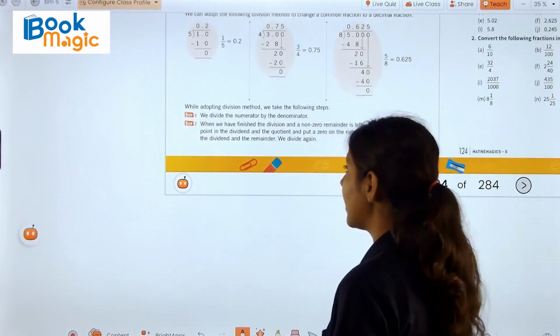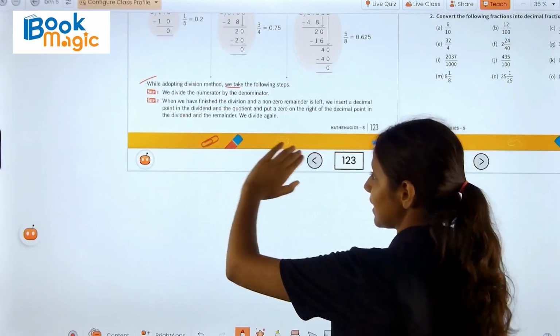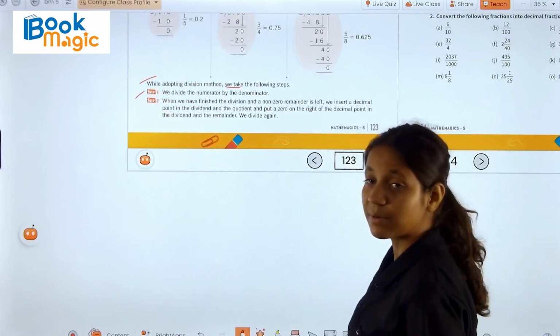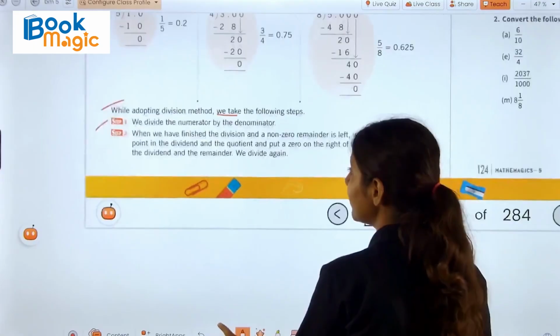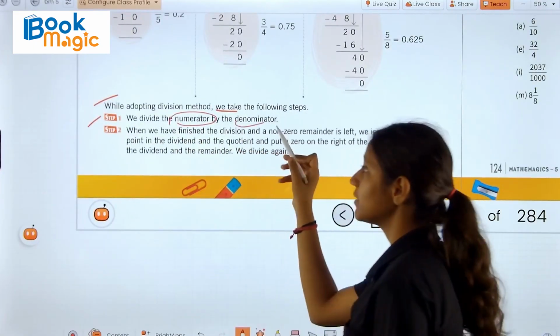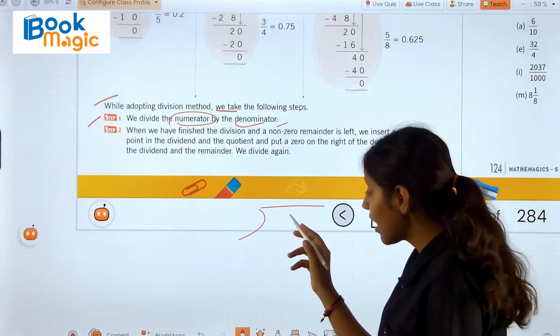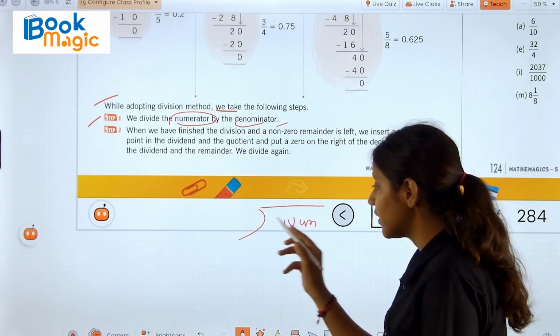Now, while adopting the division method, we take the following steps. Step number 1: we divide the numerator by the denominator. So firstly, we divide the numerator by the denominator. That means this is the division. Here we have to write the numerator and here we have to write the denominator.